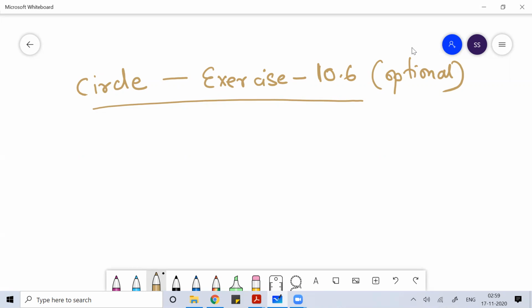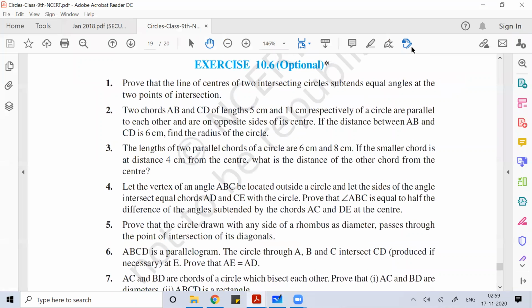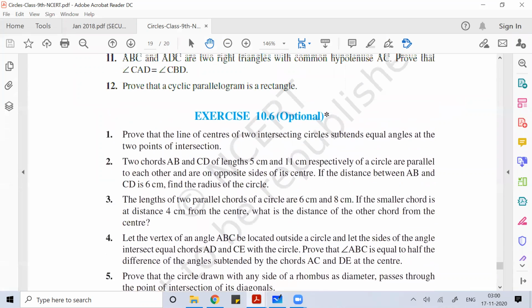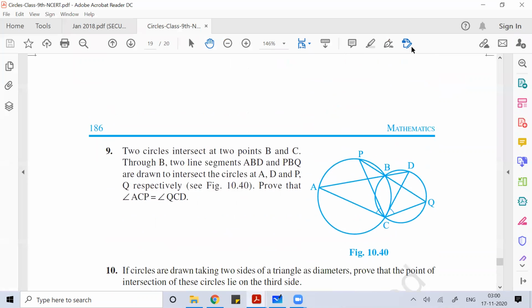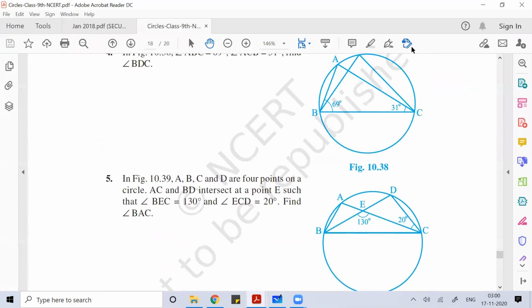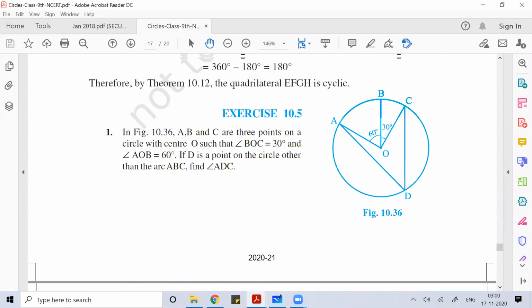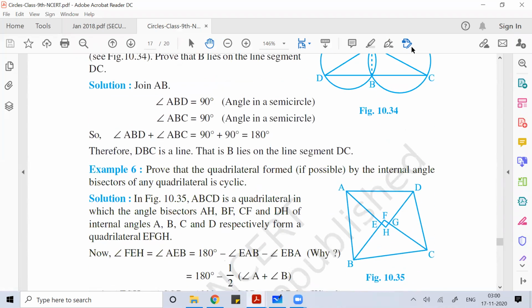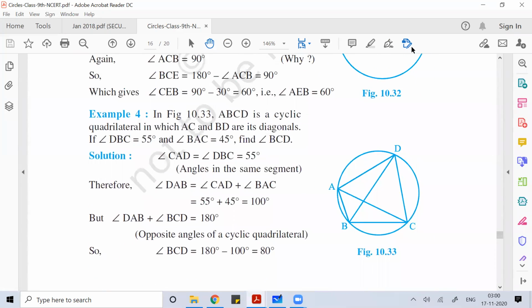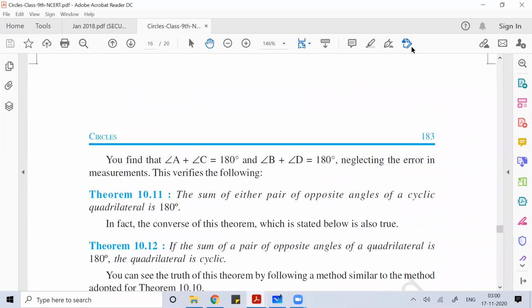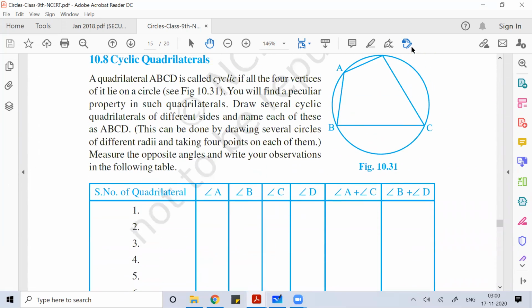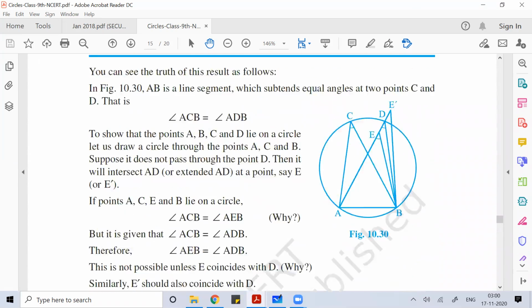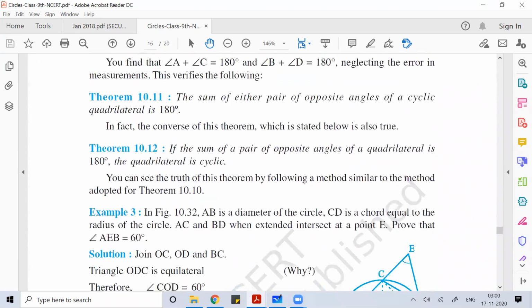In this session, I'm going to discuss a couple of problems which are given in exercise 10.6 of the NCERT book. If I open the NCERT book, you can see this NCERT exercise 10.6 optional. Before that, I've already discussed these questions of the chapter circles. I believe you have gone through all my previous videos. In case you have not seen them, I request everyone to first see those videos and then come to this fourth session.